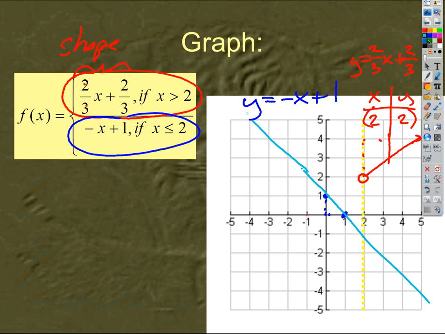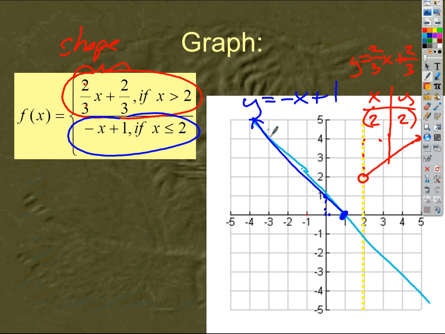And then only fill it in with dark blue from there backwards. See what I'm saying? So the light blue one we just ignore. That's just the shape of the line. The dark blue is where it actually gets graphed. If you want to, you don't have to.